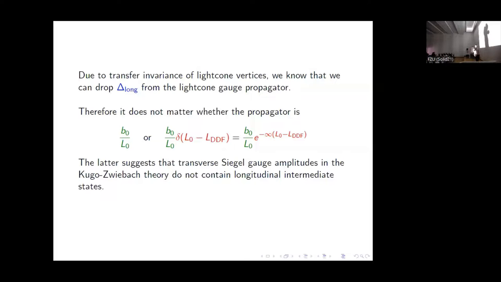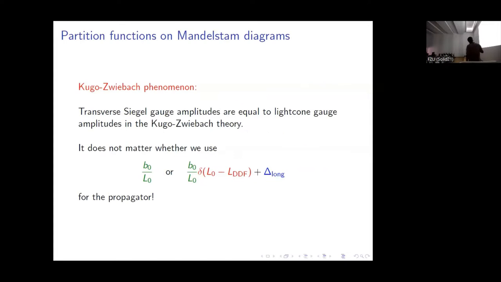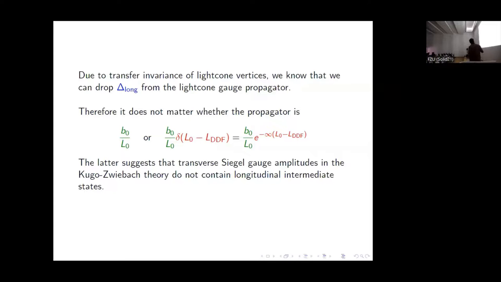Because of this transverse invariance of the light cone vertices, this property of the Kugel-Zwieback theory and light cone vertices, we already know that we can drop the longitudinal propagator out of the light cone gauge propagator, and it will not affect the result. So the statement is that it doesn't matter whether we use the Siegel gauge propagator or the Siegel gauge propagator multiplied by the projector on the transverse states. This suggests that Siegel gauge amplitudes in the Kugel-Zwieback theory do not contain longitudinal intermediate states. That seems to be the only way that inside our propagators this operator will reduce to the identity.